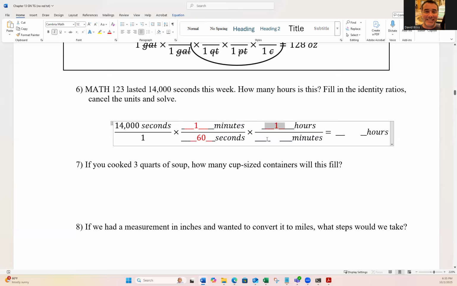1 hour to 60 minutes. Seconds cancel out. Minutes cancel out. We are left with just hours here. So we have 14,000 divided by 1 times 1 divided by 60 times 1 divided by 60 hours, which leaves us with 3.89 hours.